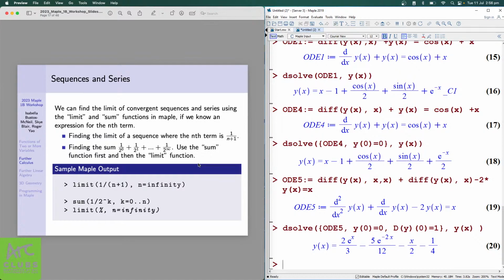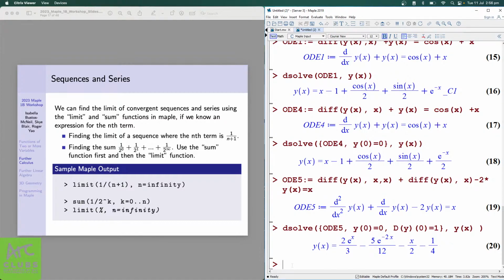We can also find the limit of convergent sequences and series using the limit and sum functions in Maple if we know an expression for the nth term. So what we can do is we can find the limit for a sequence where the nth term is 1 over n plus 1, and we can also find the sum like this here, and then for that we'd use the sum function first and then the limit function.